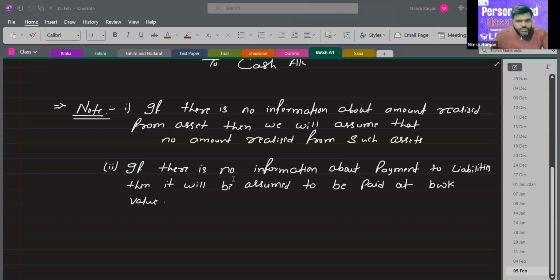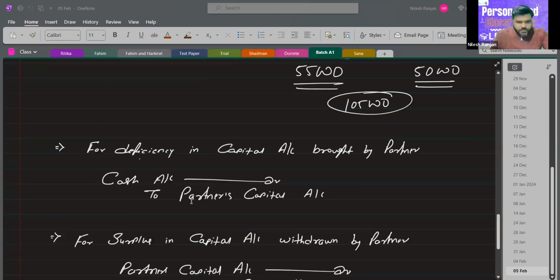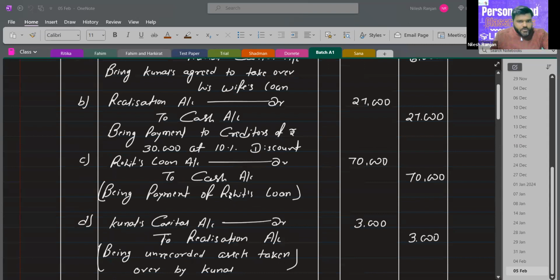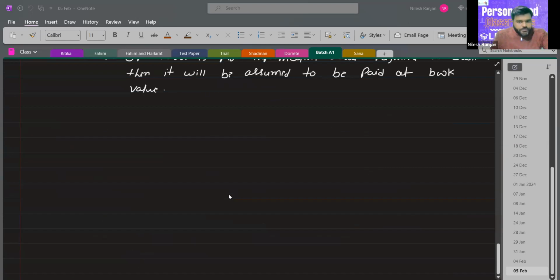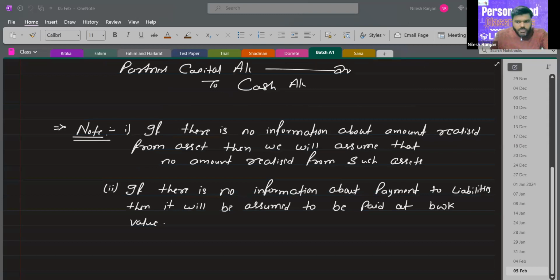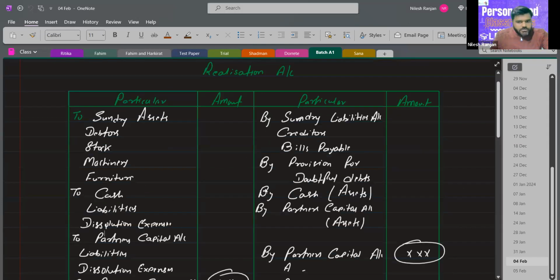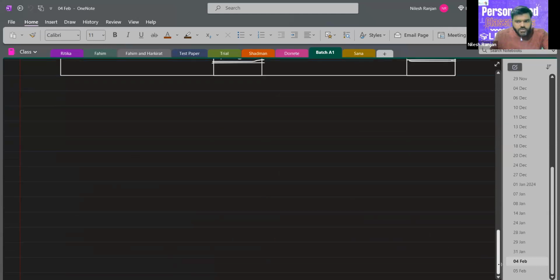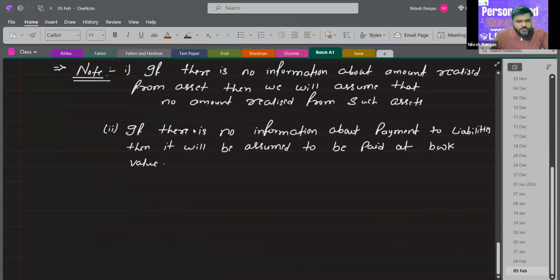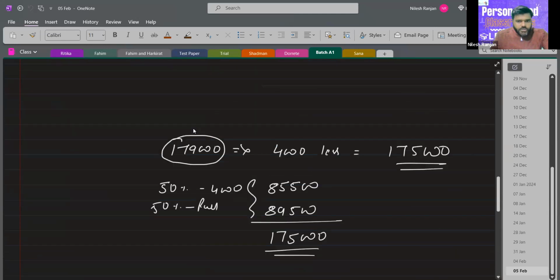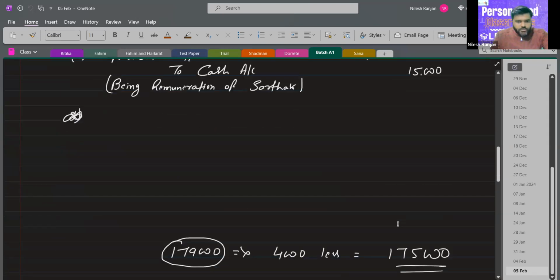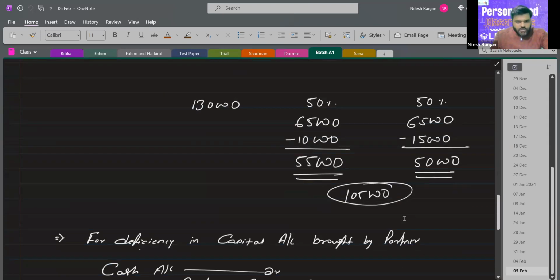So these two notes we have discussed in our previous class, deficiency in capital account brought by partner. This is the journal entry. Have we solved any big question related to this realization, all the accounts? No, I think no. In this question, we have passed the journal entry. In the previous question, we have completed only the realization account.